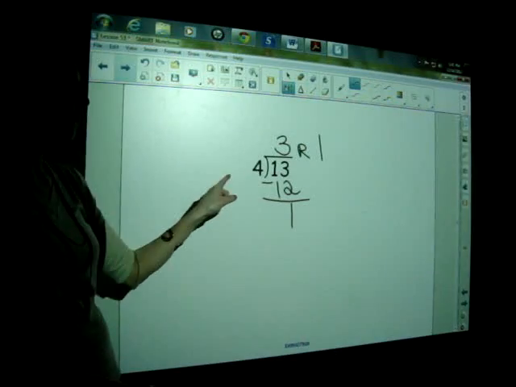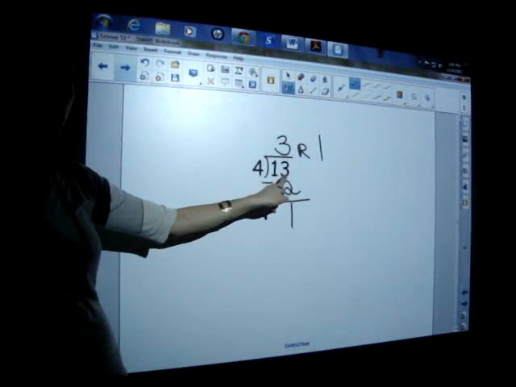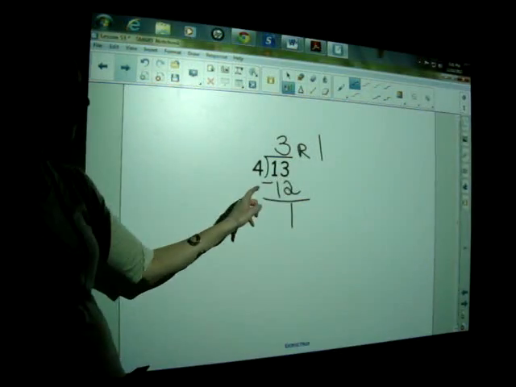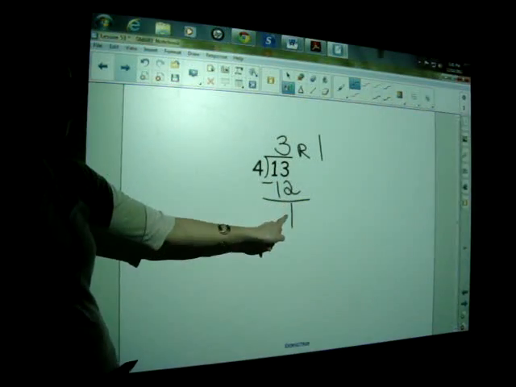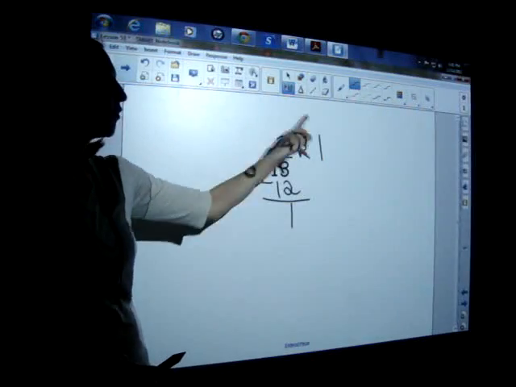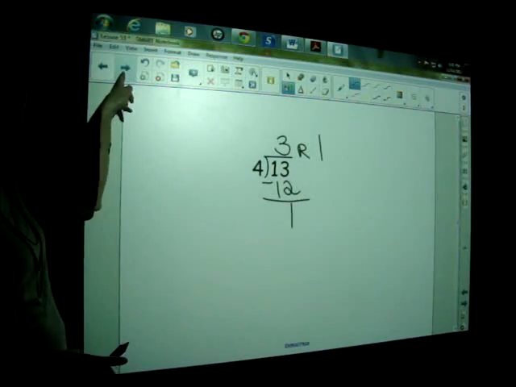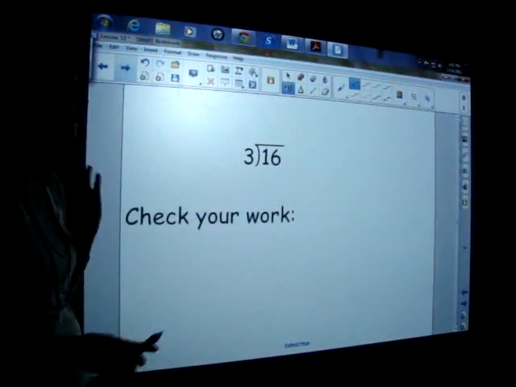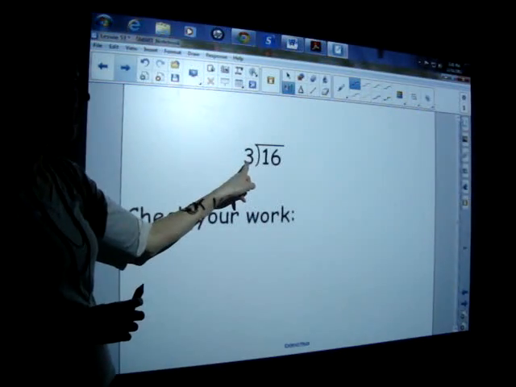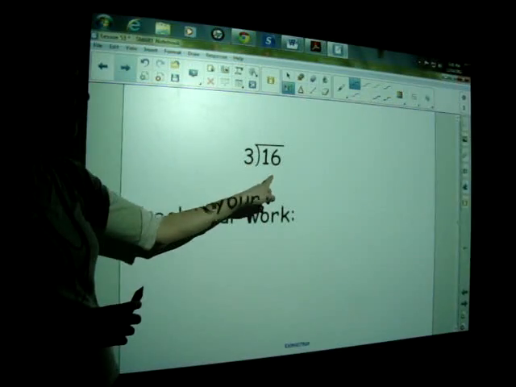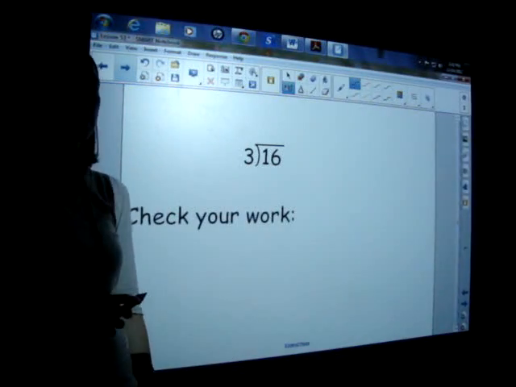So the steps again, we think, well, 4 times what number is close to 13? We came up with 12. So 4 times 3 is 12. Subtract, we get 1. We put our remainder there. Let's do another one. Okay, we have 16 divided by 3. So what number times 3 gets us closest to 16?